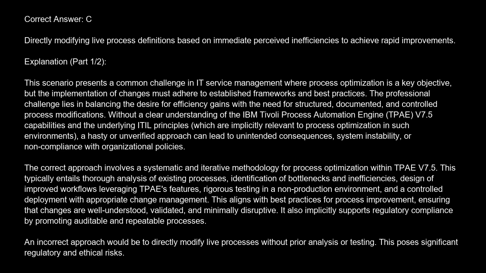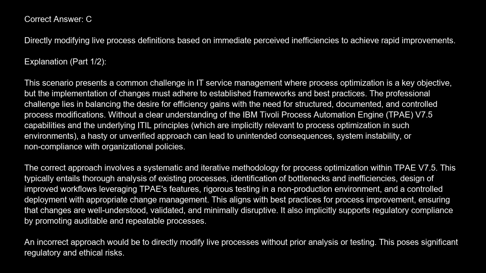The professional challenge lies in balancing the desire for efficiency gains with the need for structured, documented, and controlled process modifications. Without a clear understanding of the IBM Tivoli Process Automation Engine, TP, V7.5 capabilities and the underlying ITIL principles, which are implicitly relevant to process optimization in such environments, a hasty or unverified approach can lead to unintended consequences, system instability, or non-compliance with organizational policies.